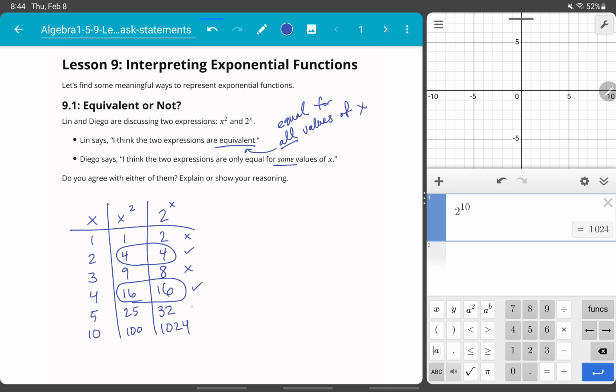Okay, so I definitely don't think it's for all values of x because we only had a couple of matches here. And it looks like it's probably not going to be matching up ever again, really. So we should agree with Diego. I could say, I agree with Diego.